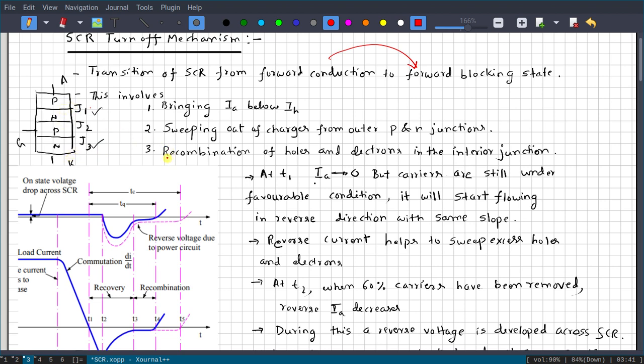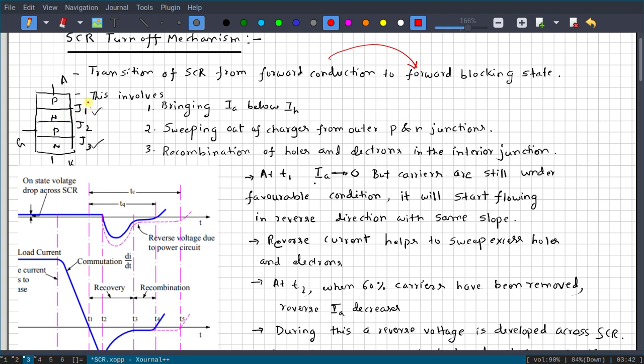And the third one is recombination of holes and electrons in the interior region. The interior region means J2. Before applying the gate voltage, J2 was reverse biased. But when you apply the gate voltage, it helps current pass through the J2 junction, and current passes between anode and cathode. Now you have to remove the charge carriers, holes and electrons, within J2 also. If you can do that, then you can say the SCR is in the forward blocking state.